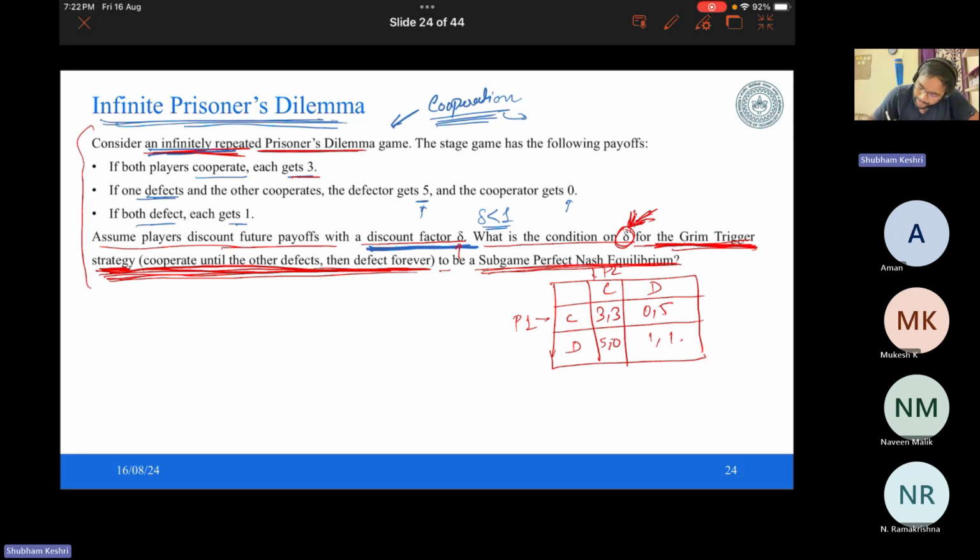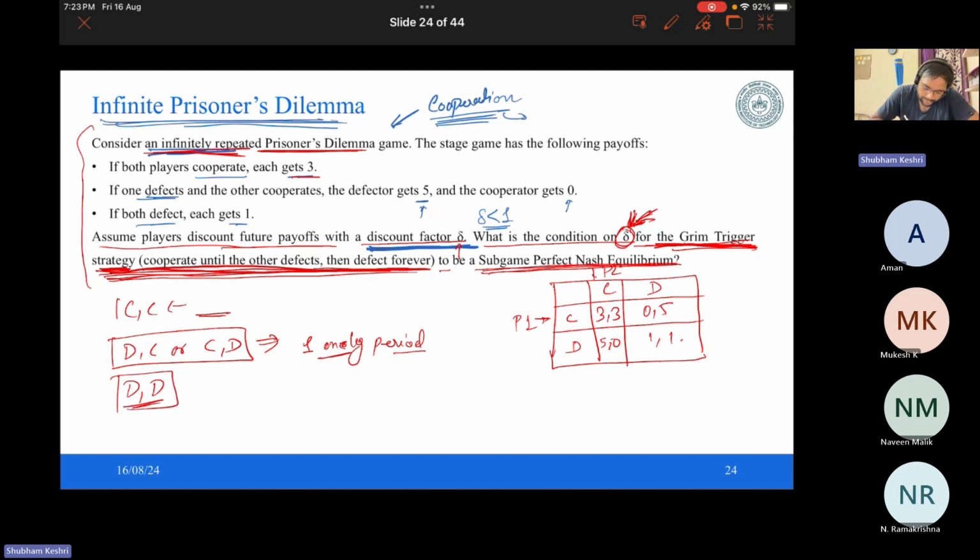what are we saying? We are playing CC for some number of periods. Once someone has played D, C or C, D, either can happen. Either C, D happens, meaning player 1 is playing D and player 2 is playing C, or the other way, player 1 is playing C and player 2 is playing D. Then from the next period onward, this is for only one period. All right. From the next period onwards, everybody will play D, D. For some number of periods, C, C is played. Then someone plays D, C or C, D, and therefore from the next period onwards, D, D is being played.